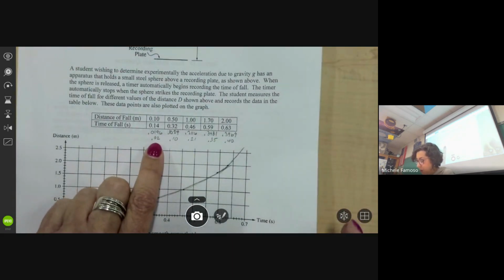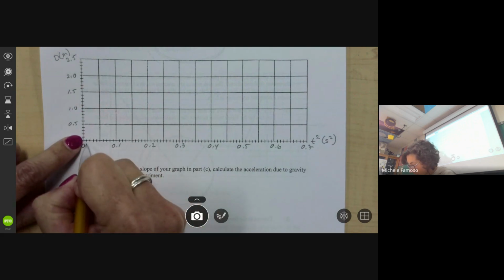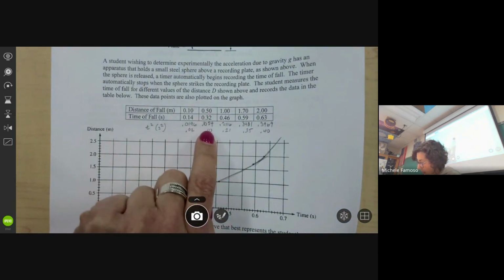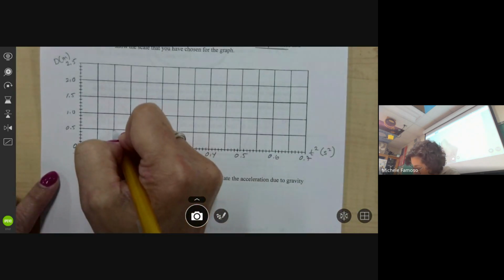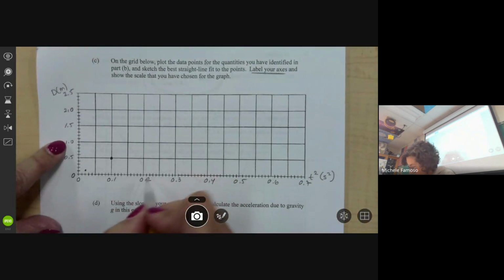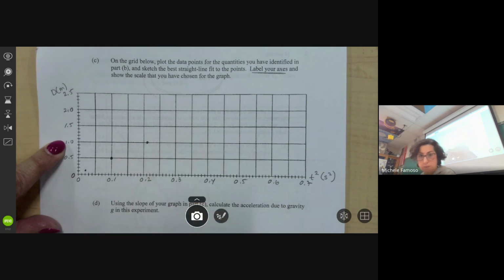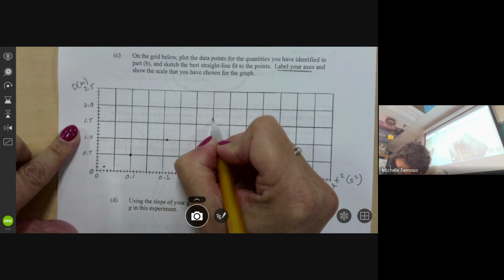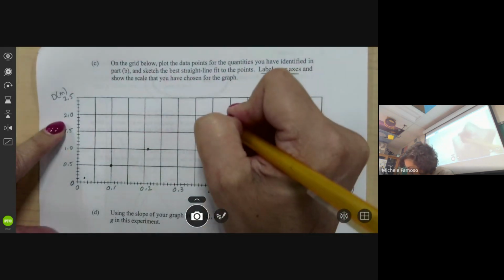So let me now go ahead and plot those points. This would be the time squared in seconds squared. So I need 0.02 and 0.10. 0.1 would be here. 0.02 would be there. Now I'm going to have another data point at 0.5 on the Y and 0.1. That would be there. All right, the next one is at 1 and 0.21. And then my next one is at 1.7 and 0.35. And then finally 2 and 0.40 right there.